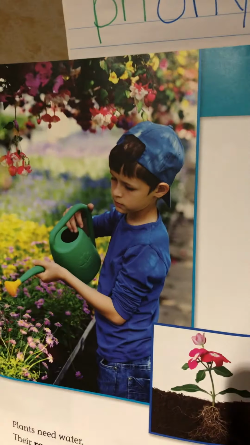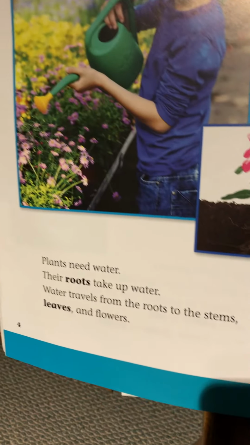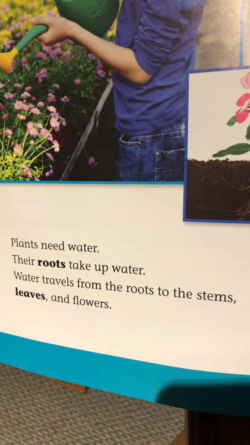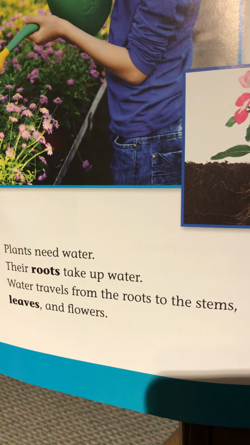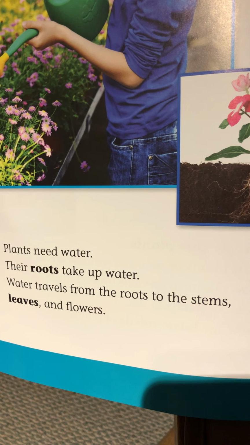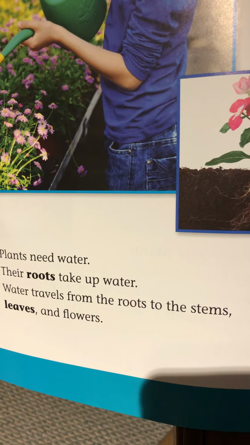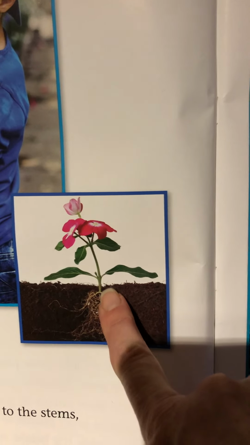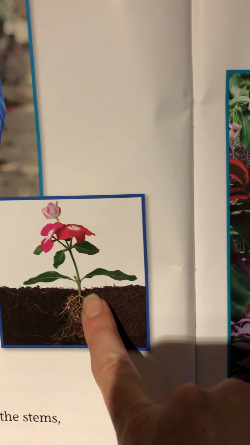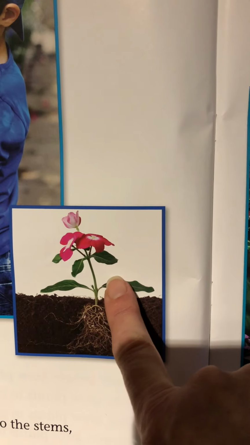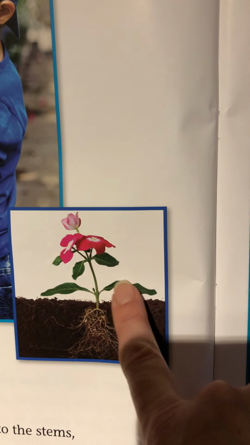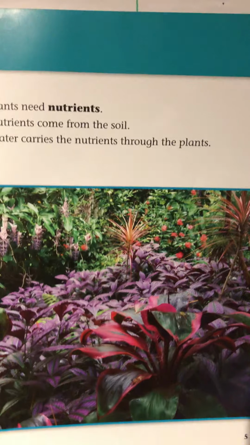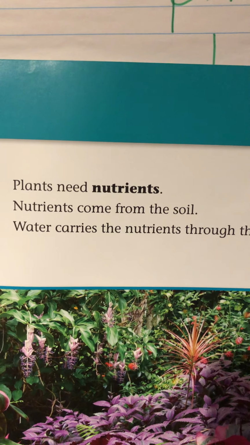Here's the next page. It says, plants need water. Their roots take up water. Water travels from the roots to the stems, leaves, and flowers. So it says their roots take up water. Here are their roots, and they take up water. Water travels from the roots to the stems, leaves, and flowers.